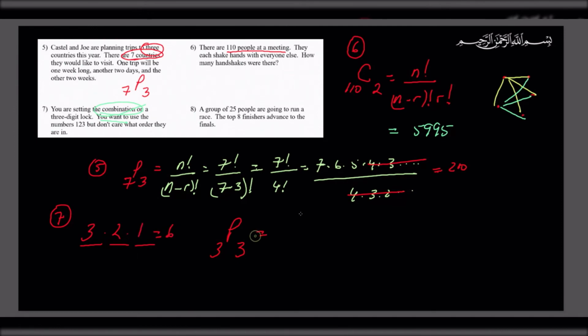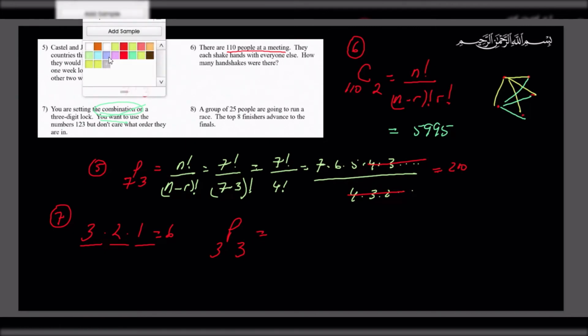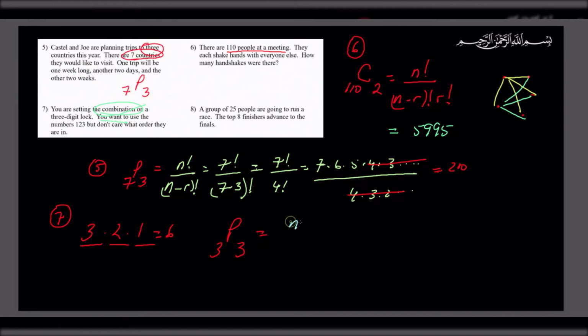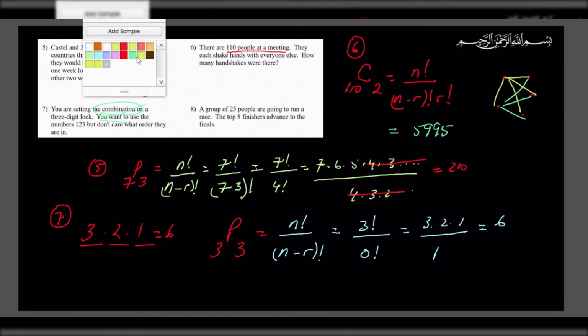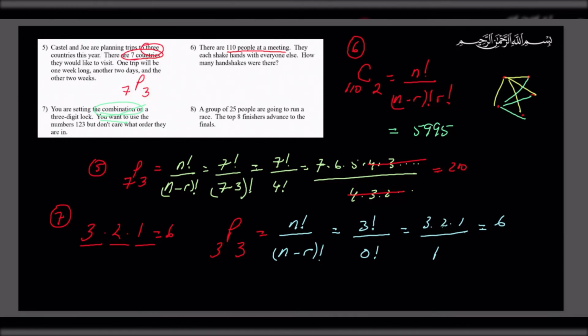Now you can do this using the formula as well. Permutation of n factorial over n minus r factorial. So this is going to be 3 factorial over 3 minus 3, which is 0 factorial, and 0 factorial is not 0, remember. So 0 factorial is 1. So this ends up being 6. Okay, so this is a good question in some ways and kind of tricky in other ways, and so that's this question.